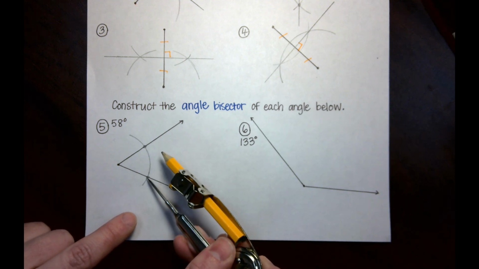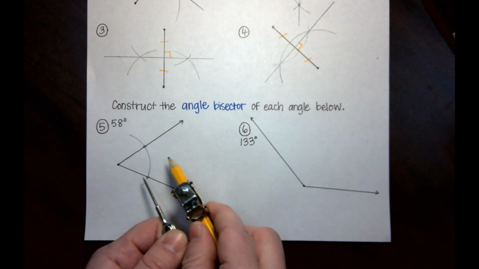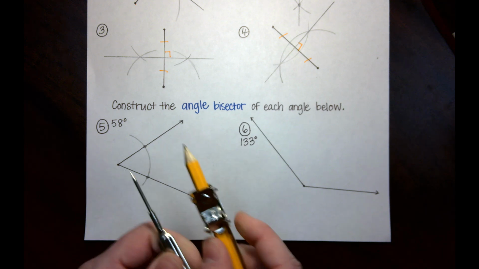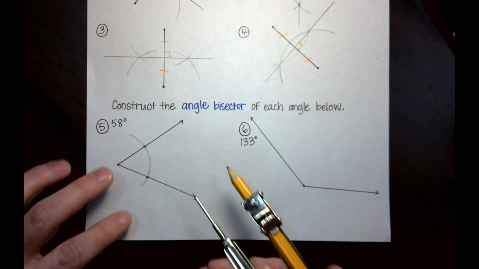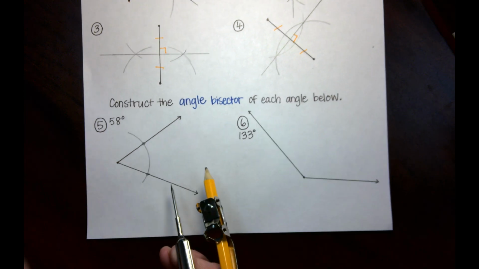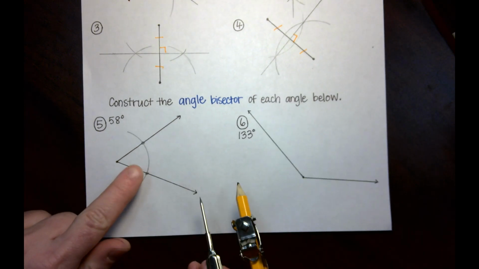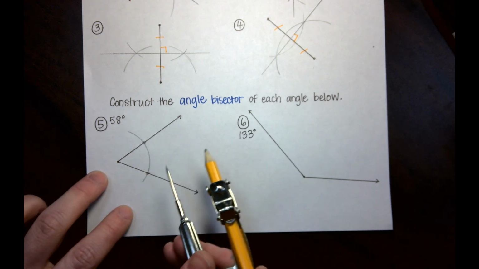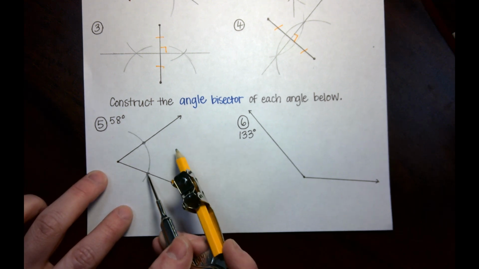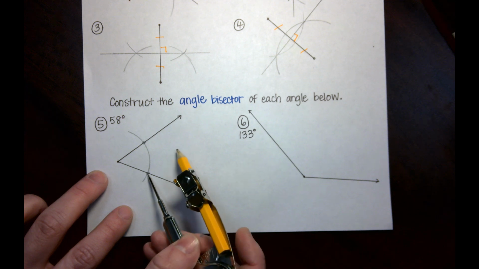Make it a little wider. We can open it up a little more. If we want, you could keep it the same, but sometimes I like to spread this out a little more. And our starting point is now these points that we just made. Okay, so I'm going to put the pointy part of my compass on this intersection, this point.